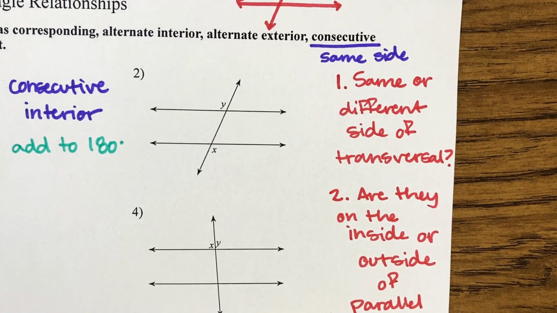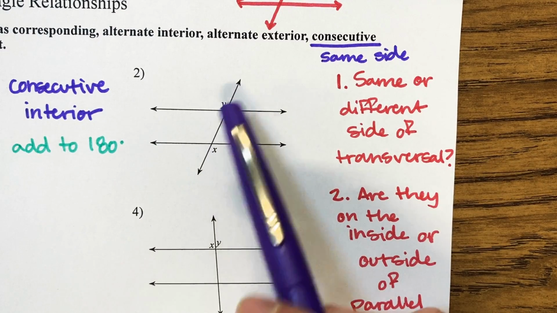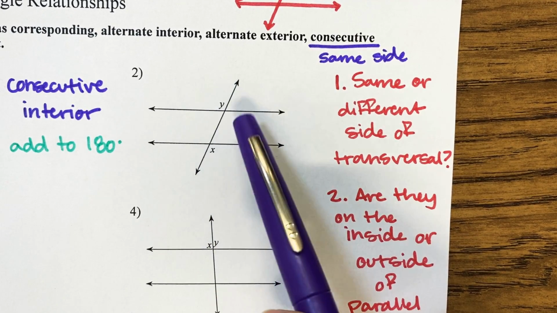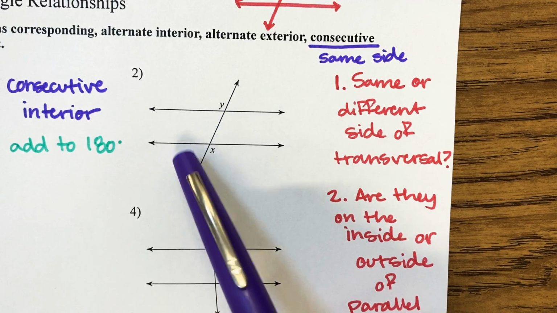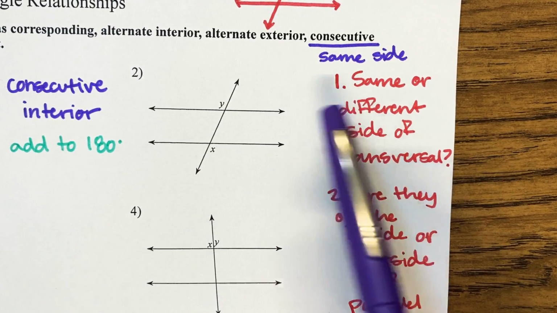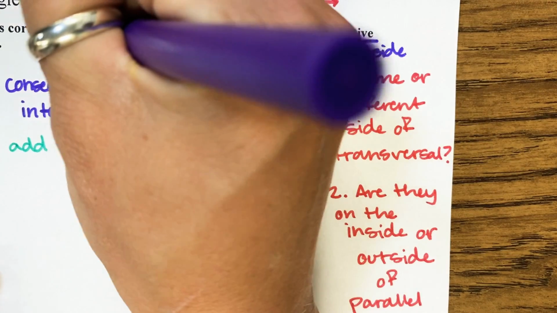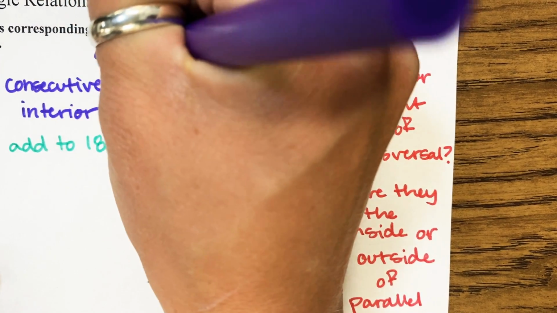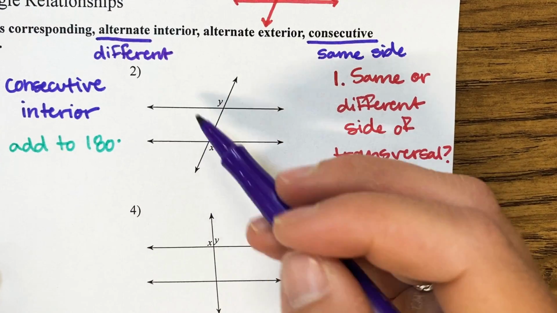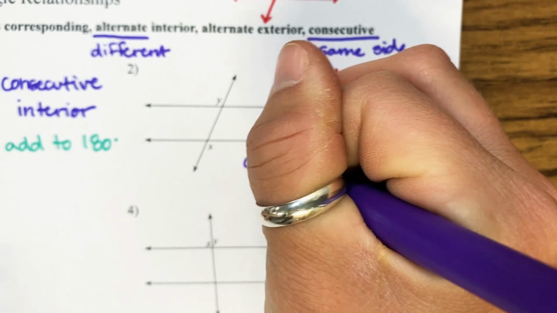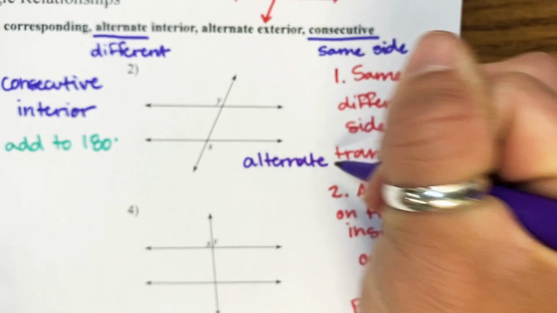Okay, number 2, let's ask ourselves these questions. Same side or different side of the transversal? So here's our transversal. Are they on the same side or different sides? Well, one's on the left and one's on the right, so they're on different sides. The word that means different is alternate. So since they're on different sides of our transversal, we're gonna label this as alternate, meaning different.